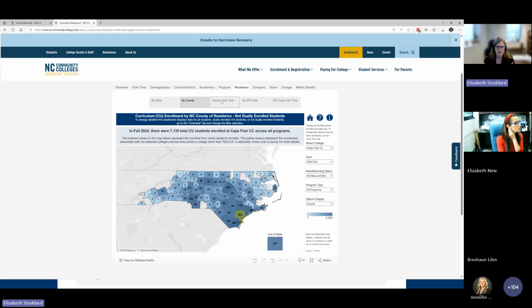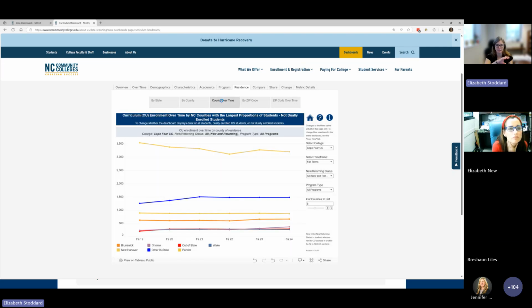We can look at the county level enrollment over time. Each of these lines represents the number of enrolled non-dually enrolled students coming from a county. Like this yellow line at the top, these represent students from New Hanover, which is one of the counties in Cape Fear's service area. So we can see here that between fall 19 and fall 22, there's actually been a decrease in student enrollment of students coming from New Hanover County.